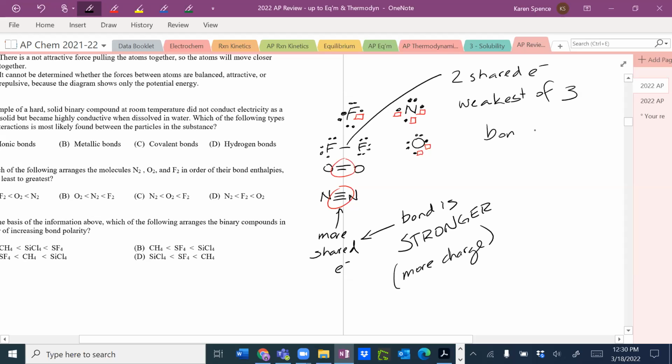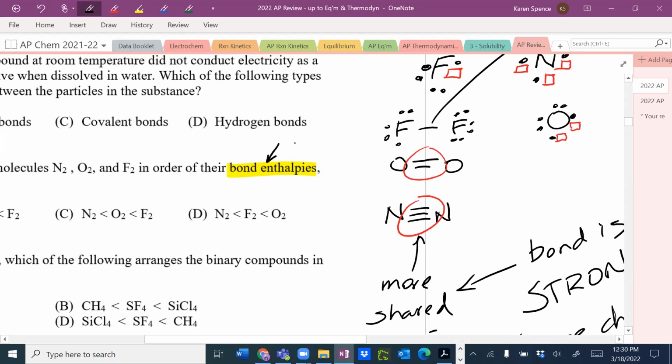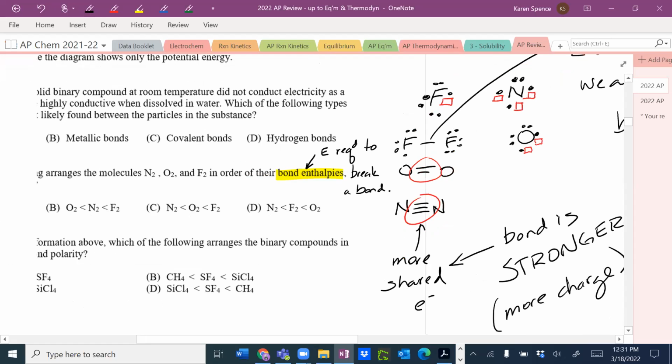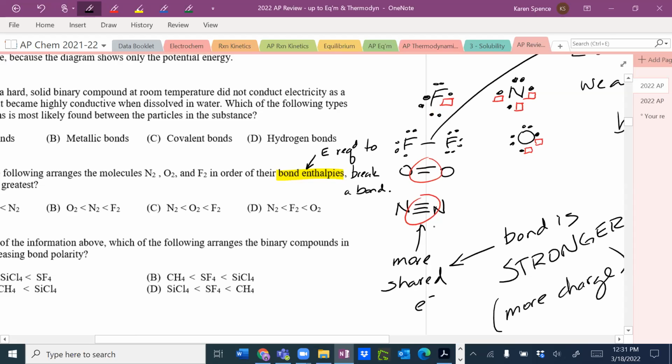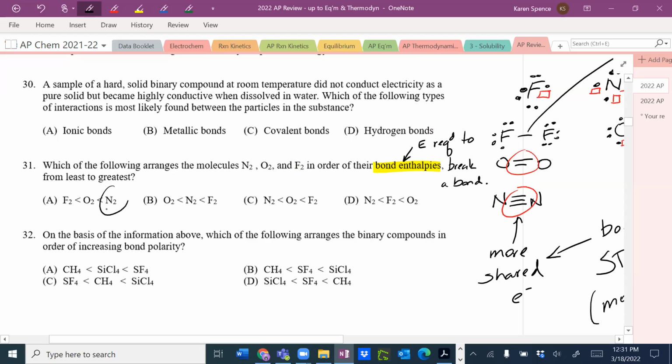And bond enthalpy is the energy needed to break a bond. Yes? Energy required to break a bond. Sort of. To break a bond. And so who has the largest bond enthalpy? That's going to be the one that's hardest to break. That's going to be nitrogen. Okay, so nitrogen is going to have the highest bond enthalpy, and fluorine is going to have the lowest bond enthalpy. 31 is A. That's good.